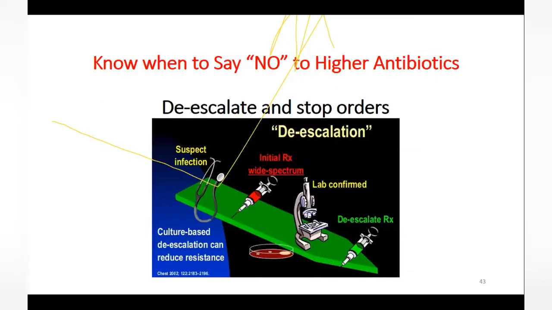Now, when to say no to the higher antibiotics, or de-escalation? What is the criteria for de-escalation or stop orders? It is a culture-based de-escalation. Whenever there is a suspected infection, we give an initial treatment. It should be a wide spectrum, but it needs to be immediately de-escalated once the lab-confirmed culture and sensitivity reports get available. So culture, it has been observed while I do an assessment of hospitals for antimicrobial stewardship.